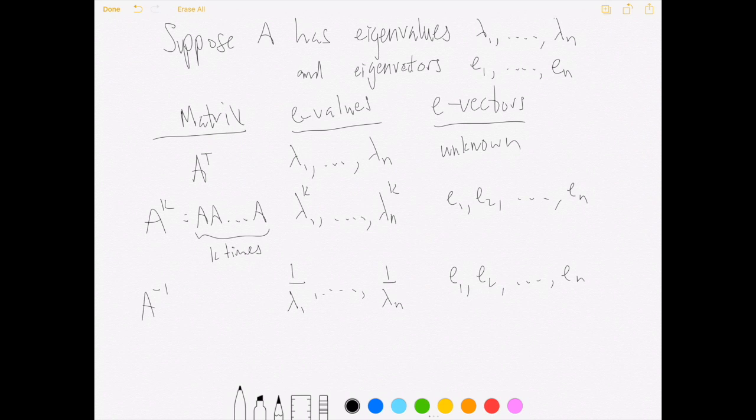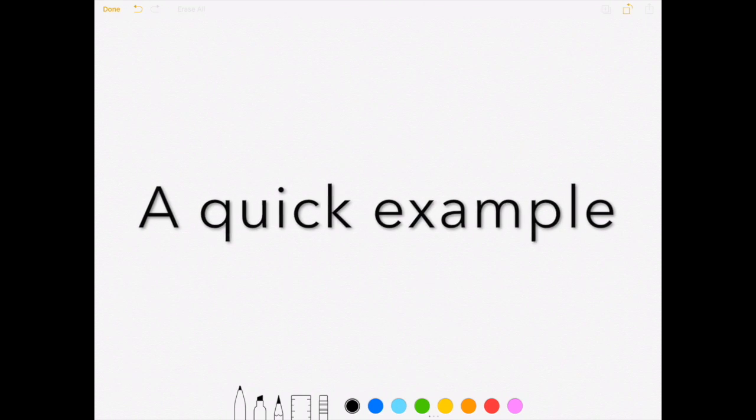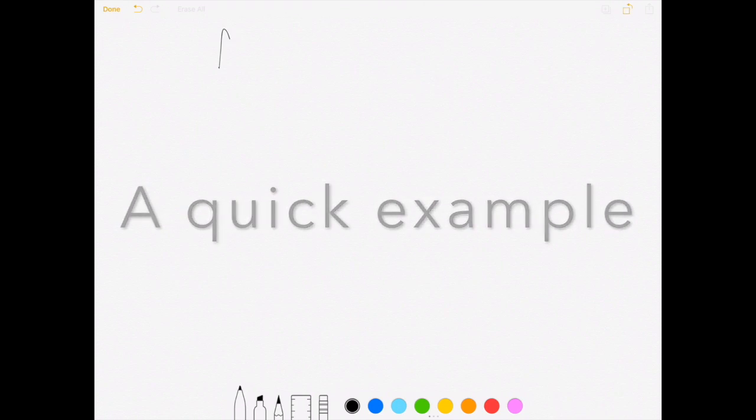And notice that none of these eigenvalues are 0. And we know that because we've assumed that A inverse exists. So the determinant is non-zero. And remember, the determinant is equal to the product of the eigenvalues. Okay, let's look at a quick example.